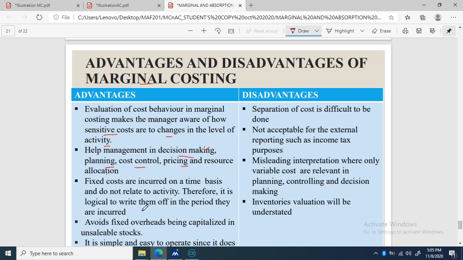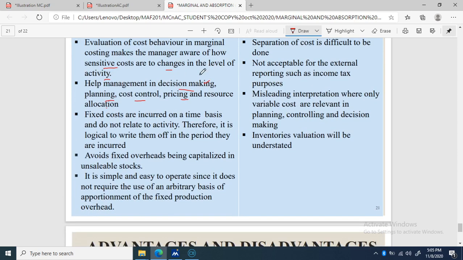Fixed costs are incurred on a time basis and do not relate to activity. So fixed costs here, we do not include as part of the cost of goods sold. Therefore, it's logical to write them off as a period cost in the P&L. Also, it avoids fixed costs being capitalized in unsold stock. So under stock valuation, when you do not sell the stock, the fixed cost is not included in that stock valuation. It is simple and easy to operate since it does not require the use of an arbitrary basis of apportionment of fixed production overhead.